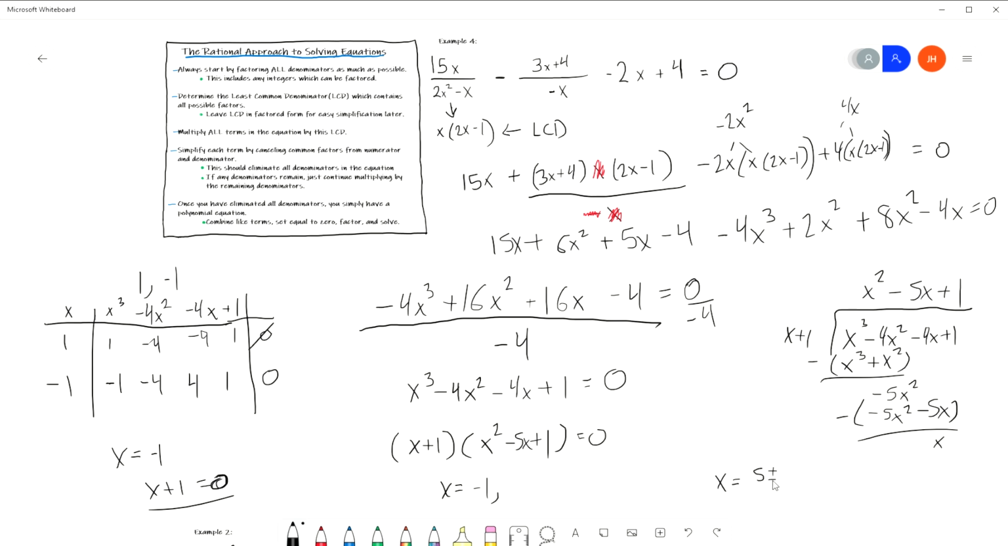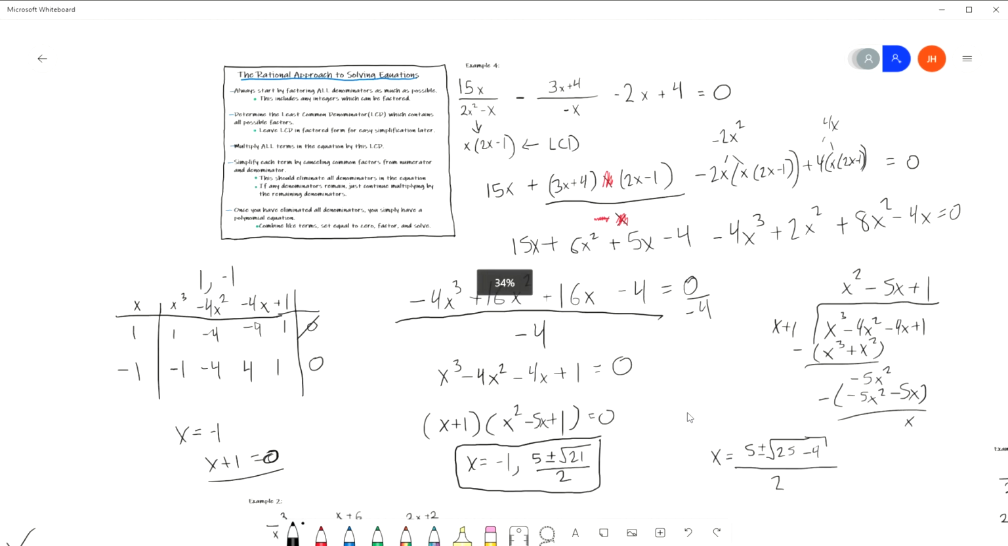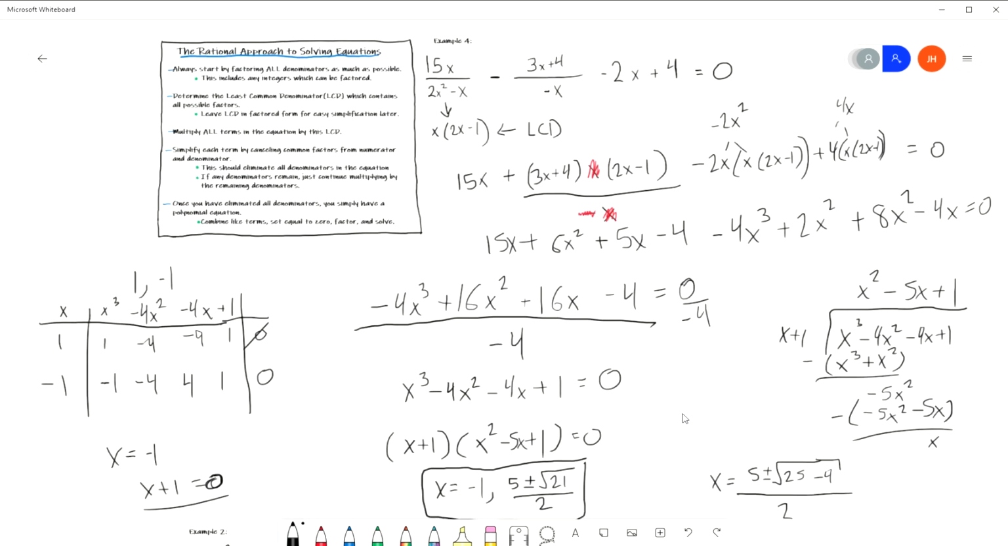Negative b plus or minus the square root of b squared minus 4ac, so minus 4 all over 2. That's going to be 21, the square root of 21. So 5 plus or minus root 21 over 2. There's our solutions to this equation. Whew, that was quite the problem, huh? Whoever made up that problem, kind of evil.